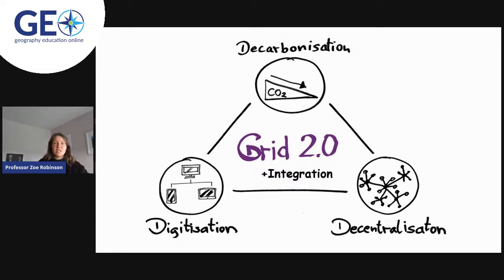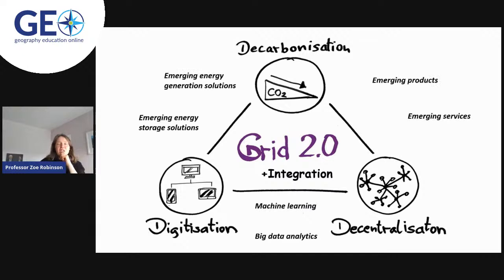And all of that will lead to decarbonisation. And so there's a huge shift within our energy systems. We see new products being produced on the market, new services around energy. We see new generation solutions. We see new storage solutions. You hear about electric vehicles, but also hydrogen being used as a way of storing energy. There's lots of really exciting new innovations within the energy sphere.